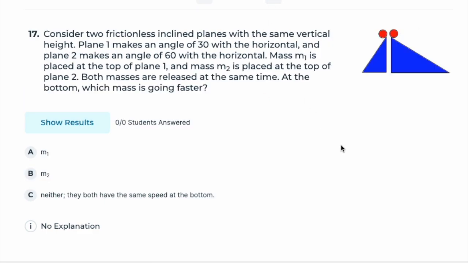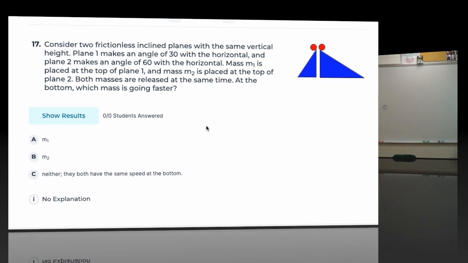Consider two frictionless inclined planes with the same vertical height. Plane A makes an angle of 30 degrees with the horizontal, so A would be on the right here. And plane B makes an angle of 60 degrees with the horizontal. Mass M1 is placed at the top of plane 1 and M2 at the top of plane 2. Both masses are released at the same time. At the bottom, which mass is going faster?